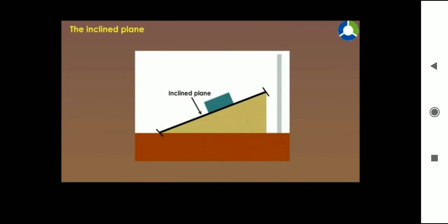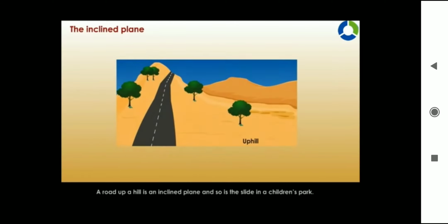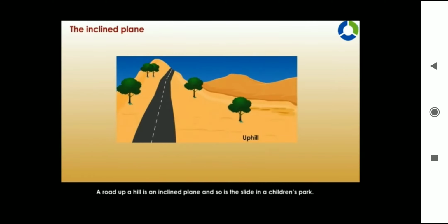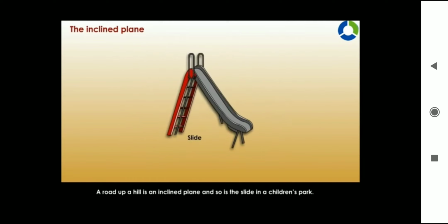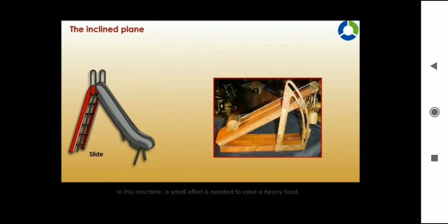The inclined plane. The inclined plane is a flat surface with one end higher than the other. A road up a hill is an inclined plane, and so is the slide in a children's park. The inclined plane is used to raise a body which is too heavy to lift. In this machine, a small effort is needed to raise the heavy load.